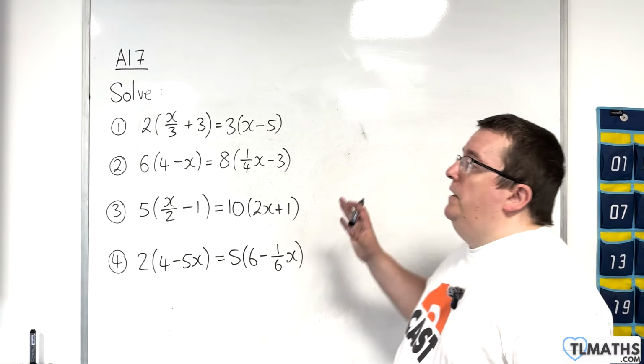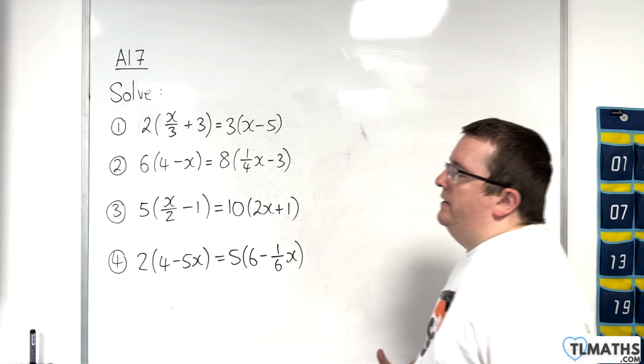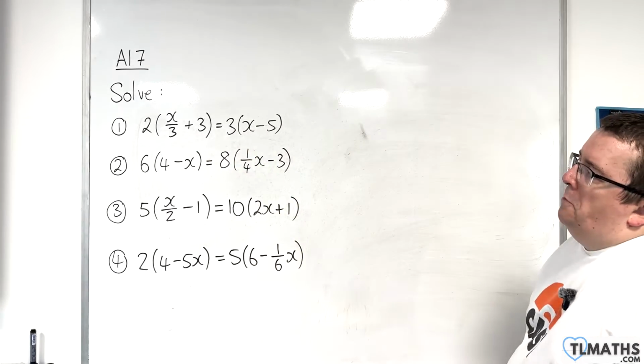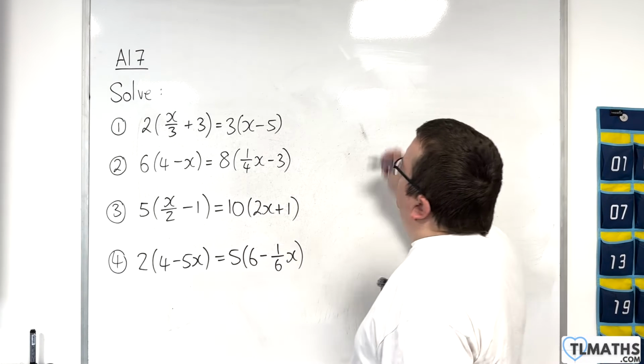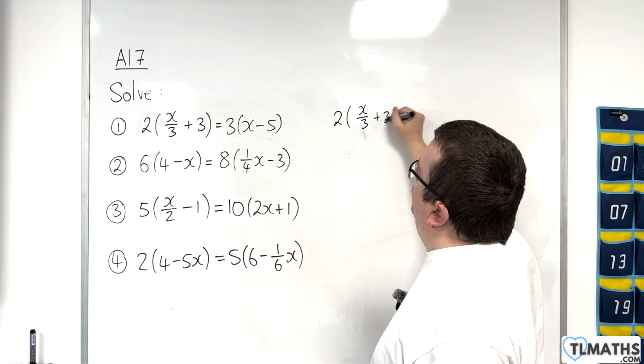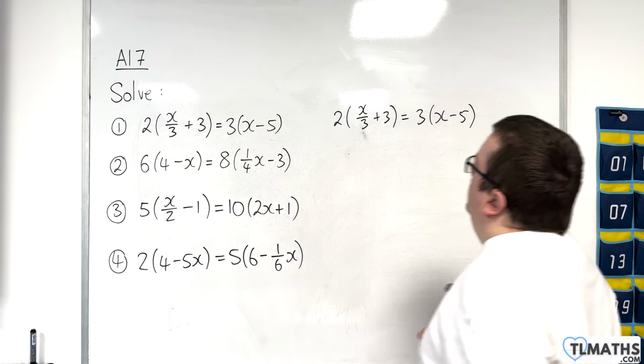In this video, we're going to be looking at some more examples, and they're getting a little bit more complicated now because we're adding in fractions, okay? So, let's start off with number 1. 2 lots of x over 3 plus 3 is equal to 3 lots of x take away 5.